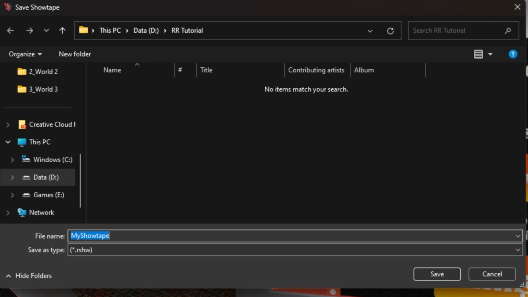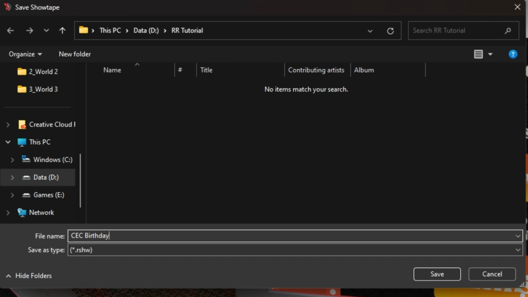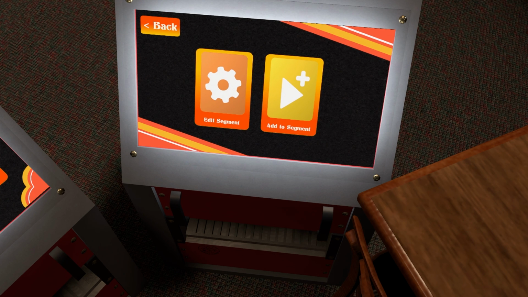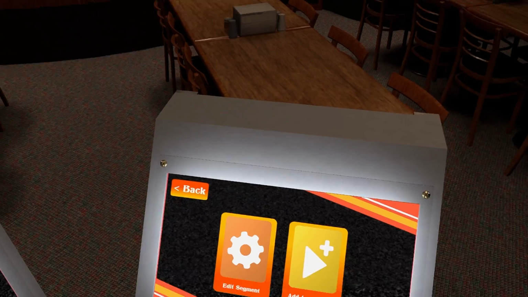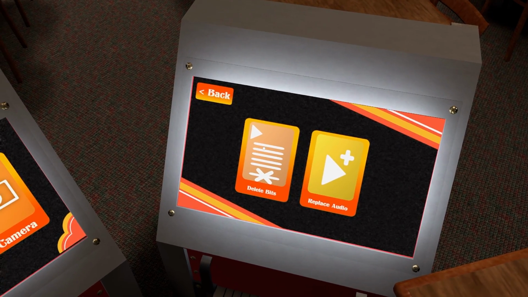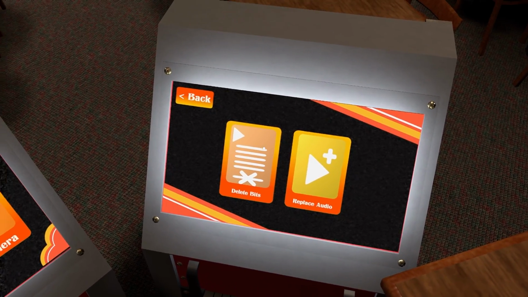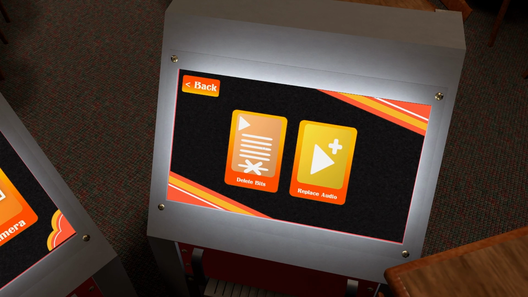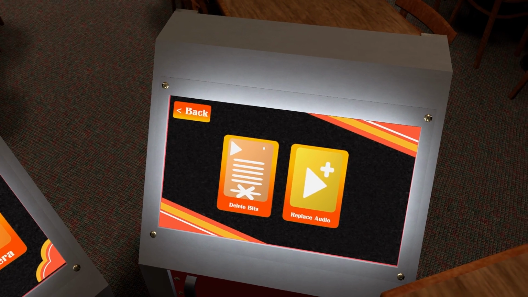Now you just want to give your show tape a unique name. I'm just going to call mine CEC Birthday. I'm going to press enter, or you can alternatively click the save button on your file explorer. Okay. So now that I have created my file, it's going to bring me to this menu. So you've got edit segment, which is delete bits and replace audio. This is something you're not going to use very often. For deleting bits, I recommend using the editor instead of this interface. So later on in the video, we'll discuss the editor.